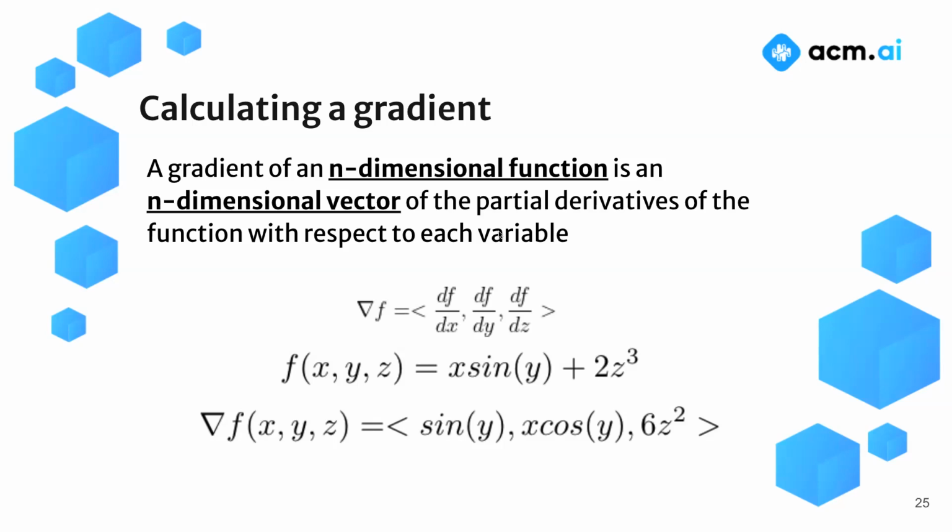Any questions on how we get a gradient? So a gradient is basically, you can think of it as a list of partial derivatives with respect to each of those variables. Okay.